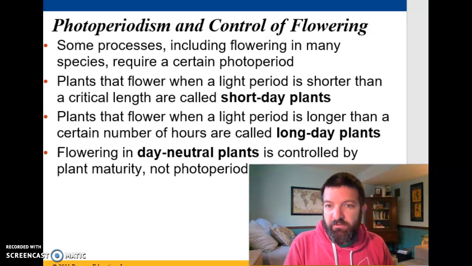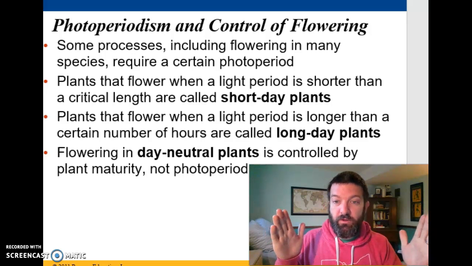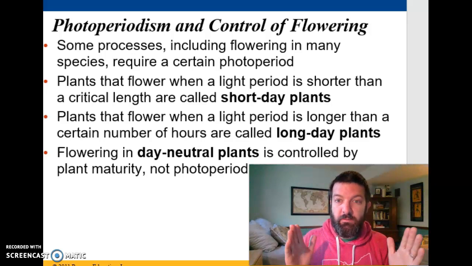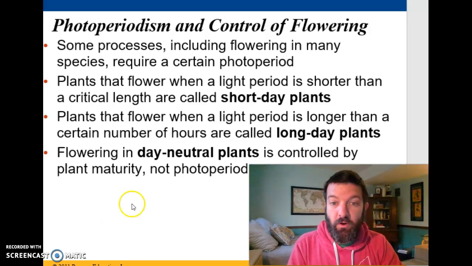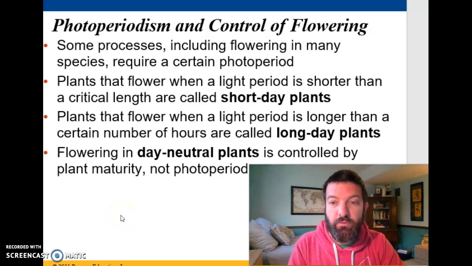Some plants that may flower, for instance, later in the summer are called short day plants because they flower when the light period is below a certain length. And some are long day plants, meaning they flower when the day becomes longer than a certain cutoff length. And some are day neutral, and they are just controlled. They're flowering by plant maturity, and it has no reliance on photoperiod.